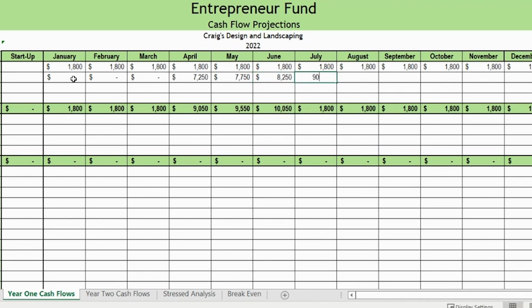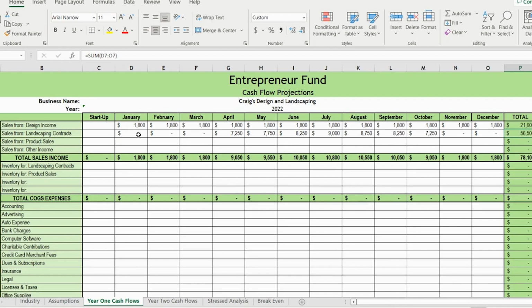You'll see that my numbers varied throughout the summer. Most contracting companies will tell you that the summer months are their busiest and July brings in the most revenues. My cash flow projections show that by adjusting the numbers each month based on what the owner of the business expects.